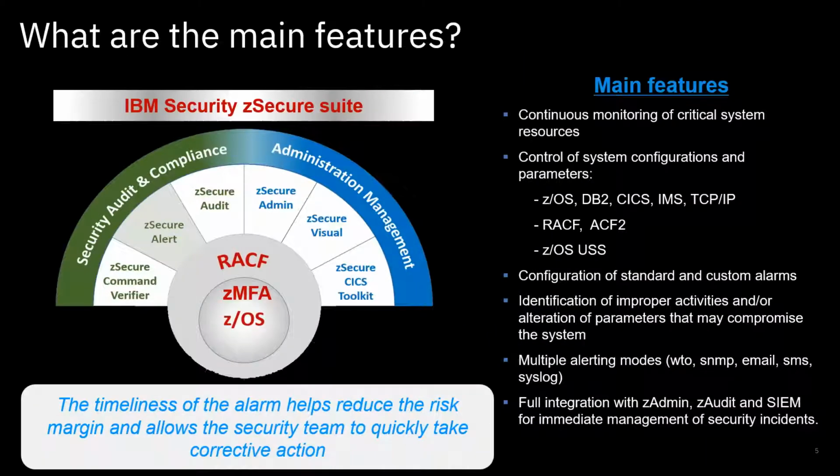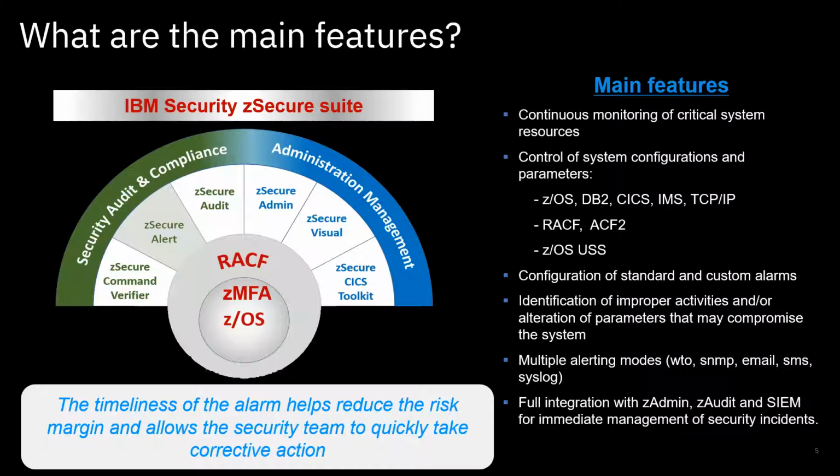zSecure Alert is part of the zSecure product family. It can be bought as a single module or as a bundle that includes other zSecure modules. The main features regard the control of operating system parameters and its components, such as RACF, UNIX System Services, TCP/IP, DB2, and so on. So you can identify and notify improper actions that may compromise the system using standard alarms provided by the product, but you can create customized alarms using the CARLa language.